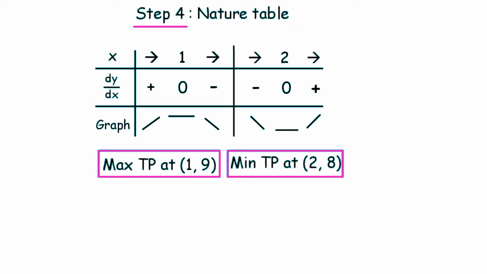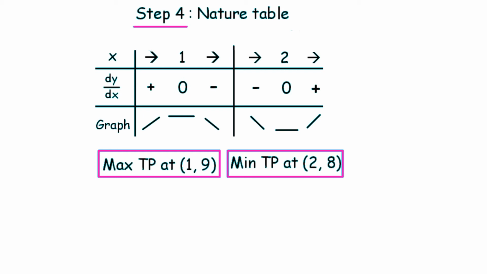So for x equals 1, we knew that the turning point was (1, 9). We got the y coordinate to be 9. We have this shape here. That is a maximum turning point. So we'll say that the maximum turning point is at (1, 9).